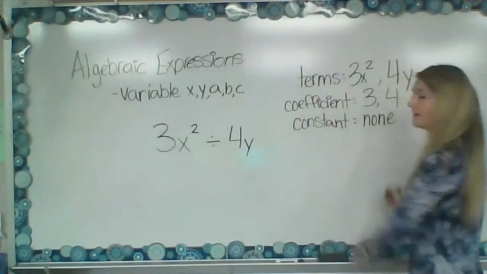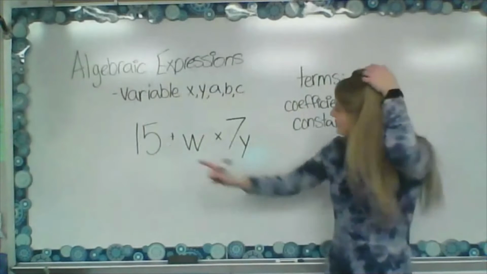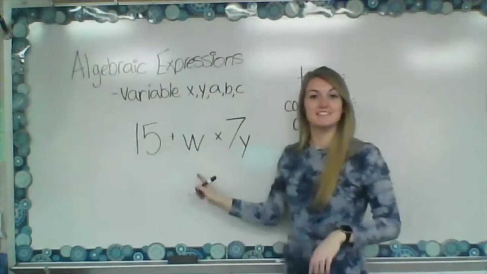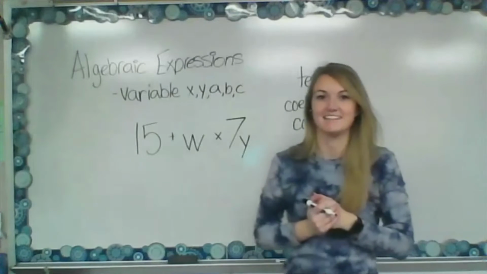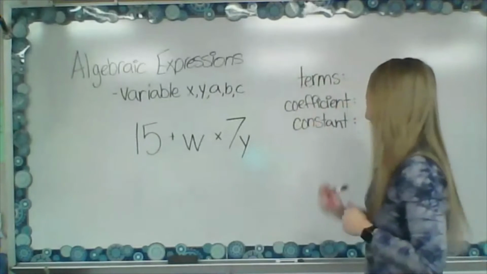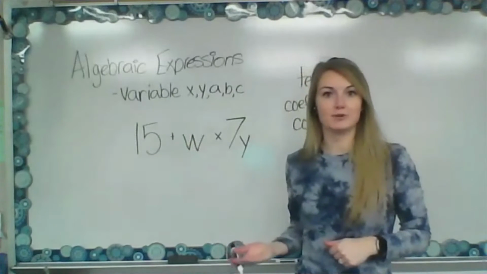No, we would just write that there are none. Let's do another one. Okay, here we go. I've got 15 plus w plus 7y. Okay, here we go. My terms. I want to know what is on each side of my operation.